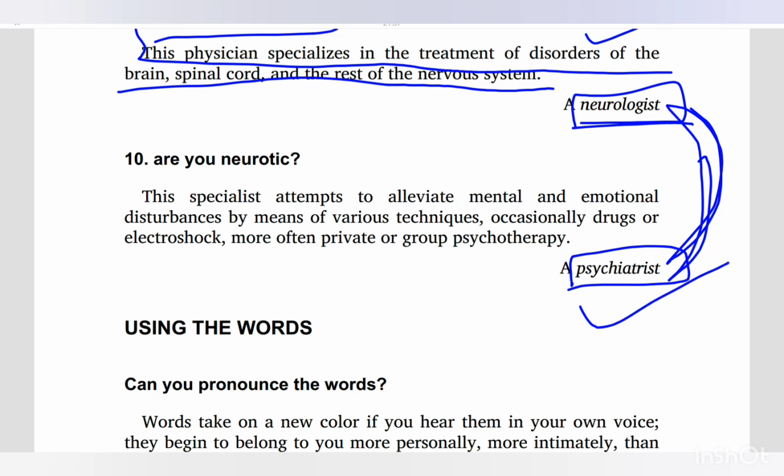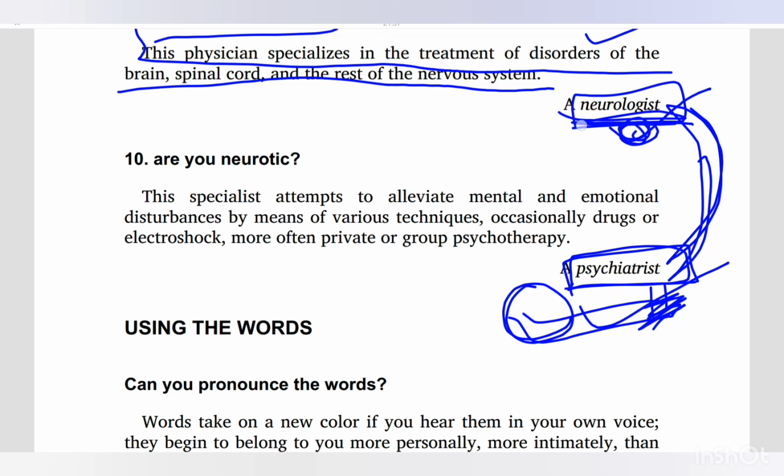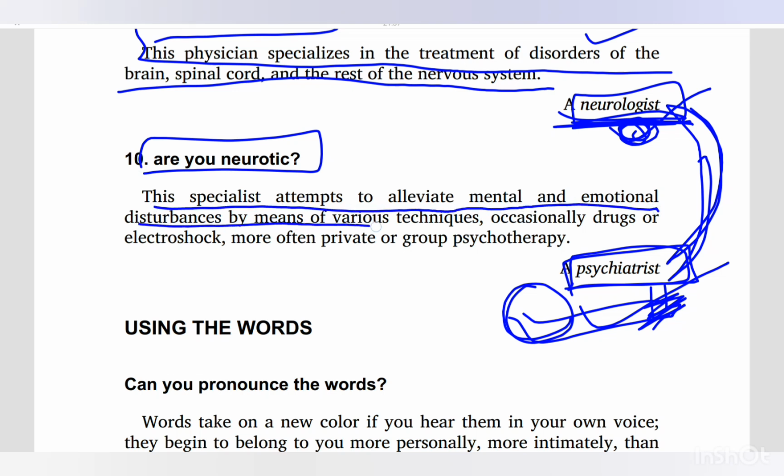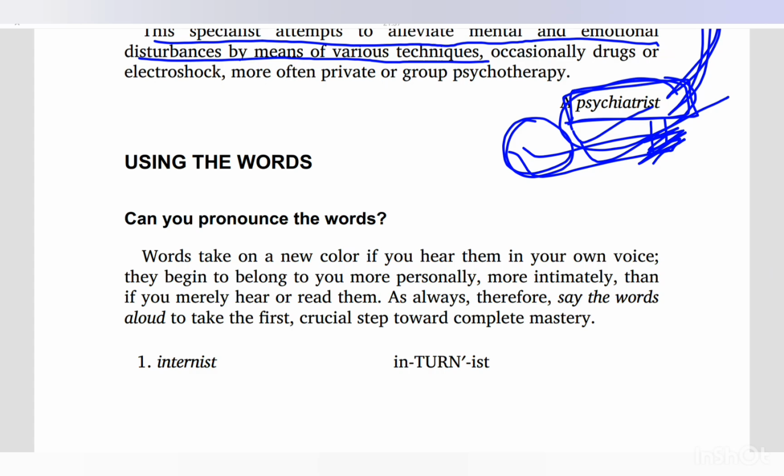Psychiatrist: if you have lifestyle problems or depression, something where you are not able to be happy, or you have some issue that is not a biological body-related issue, it's in your mind, that is a psychiatrist. And if your nerves are troubled, something has gone wrong with your biological system, then you consult a brain doctor, a neurologist. Are you neurotic? This specialist attempts to alleviate mental and emotional disturbances by means of various techniques. A psychiatrist basically talks to you, you can share anything and he will find a solution to it.